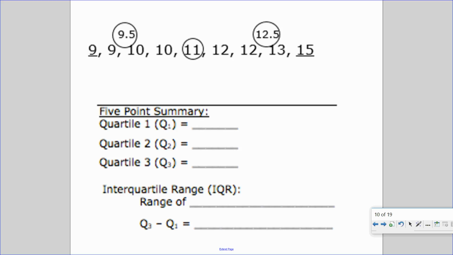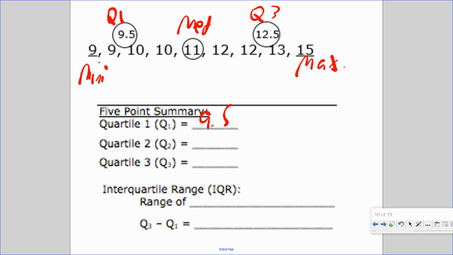So what if you are already given a set of numbers? Can you identify the different parts of it? 9 is the minimum. 15 is the maximum. Let's see. It seems like this is the median. We have 4 numbers in the lower half. It seems like this is Q1, the median of the lower half, and this must be the median of the upper half.